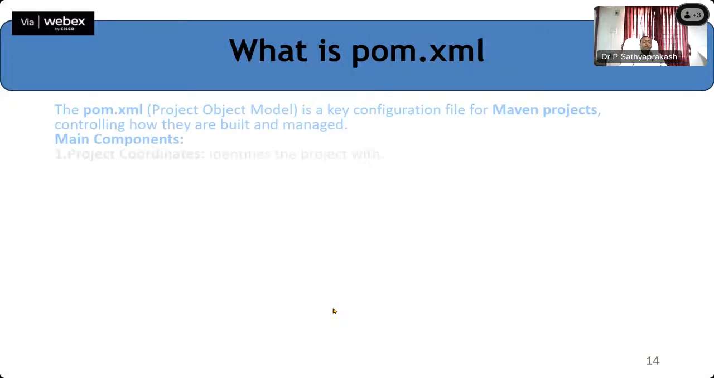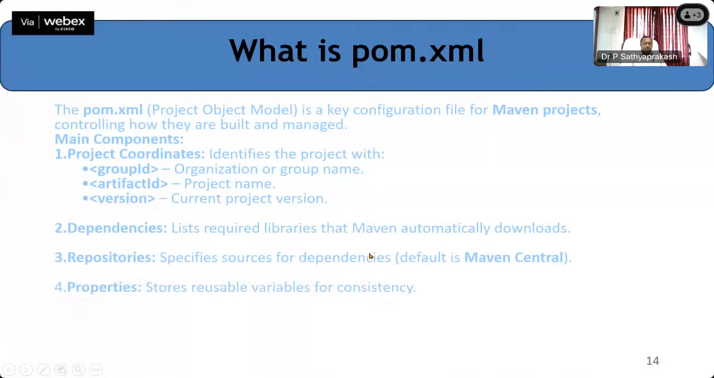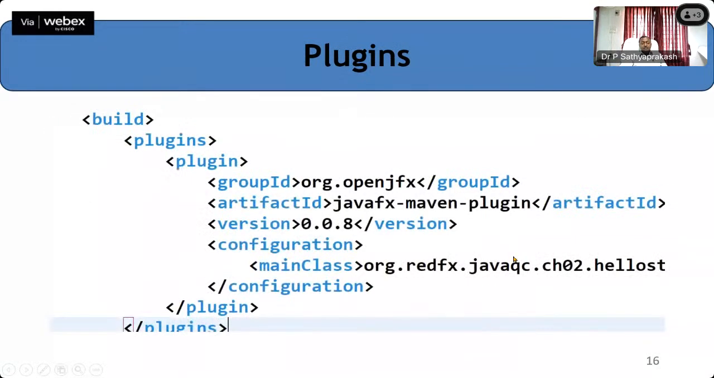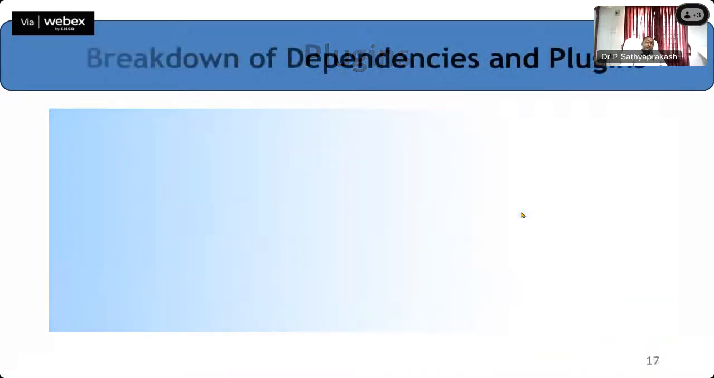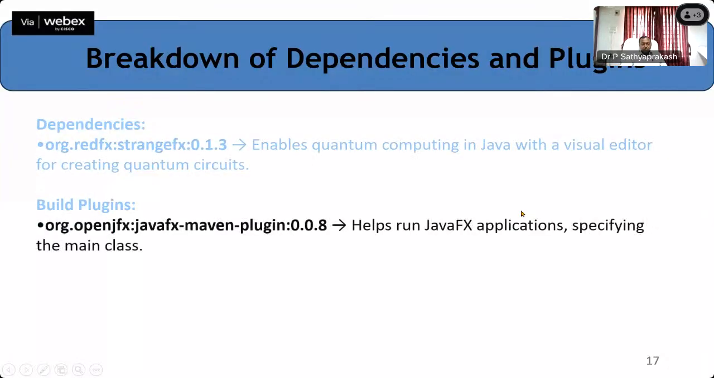Right. So pom.xml is the place where all the configuration is done. This is to be included in the dependency area, and this is to be included in the plugin area. So now we have configured Java as well as Maven. Now we will enter into some basic concepts of quantum computing.